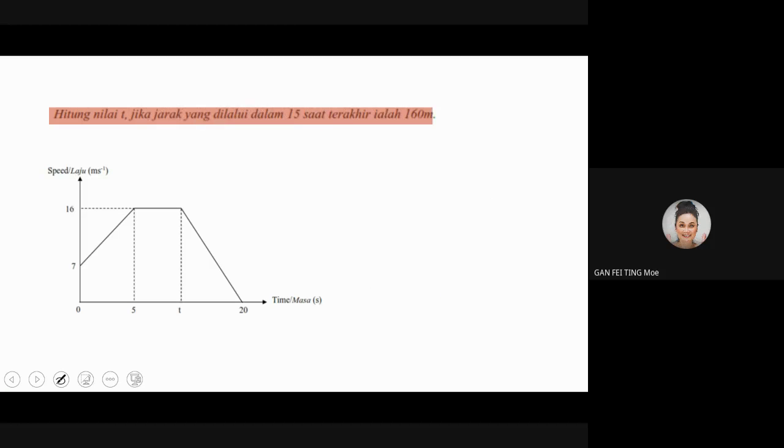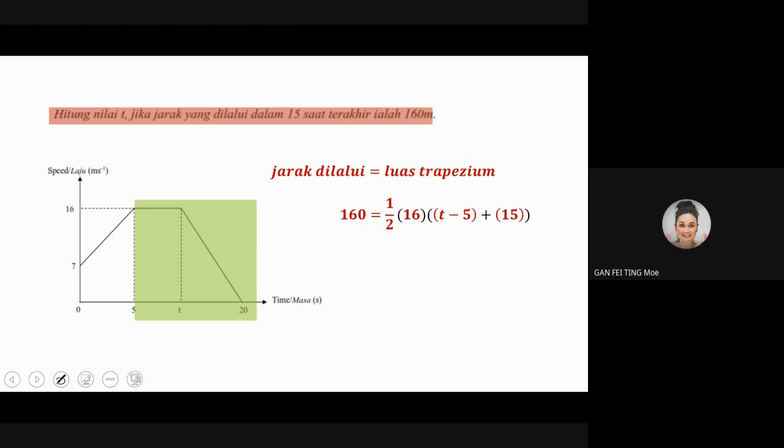So what I do, I understand this and I got to know that it's actually the area. So this is the shape of a trapezium. The distance traveled is 160. I substitute into the area of a trapezium. Area of a trapezium is half the length of the two parallel lines. This is 16. This is 20. This is 15. And this is t minus 5.